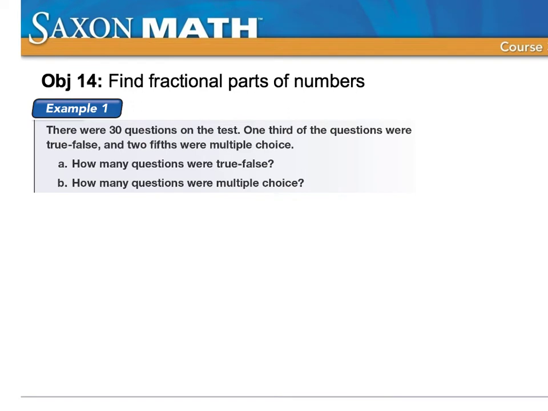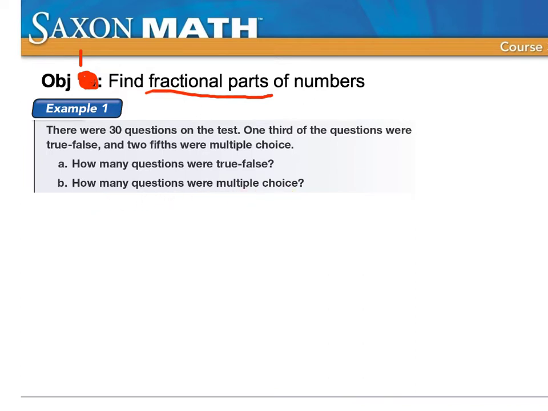So here we go with our examples. Up here at the top where objective 14 is, that should say objective 1, that's a typo. We're going to find fractional parts of numbers again. There's that word fractional parts, we'll tell you all about what that means. Let's read through our problem first. Example 1 says there were 30 questions on the test. Sounds important. 1/3 of the questions were true-false. Also important. And 2/5 were multiple choice. Also important. Part A says how many questions were true-false. And part B says how many questions were multiple choice.